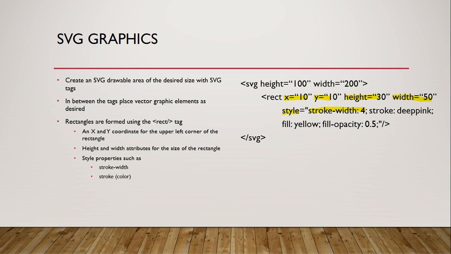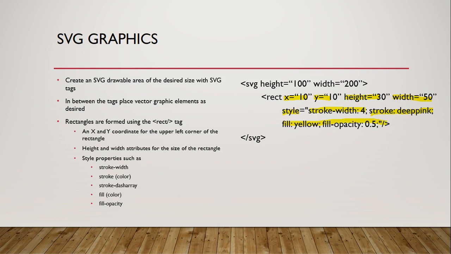Stroke, which specifies the color of the boundary line, in this case deep pink. And although we didn't specify it here, there could also be a stroke dash array property specifying the dash pattern of the line. And then you can specify the fill color and the fill opacity for the rectangle.